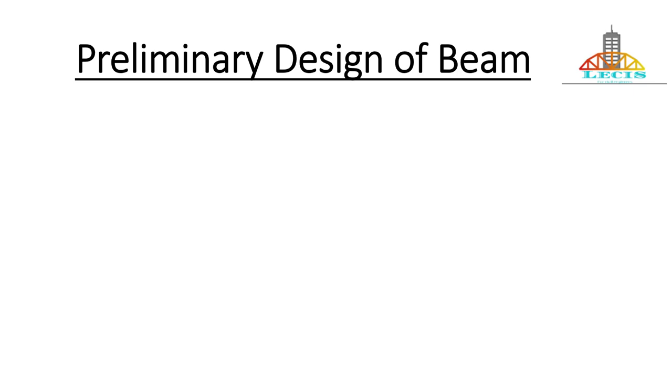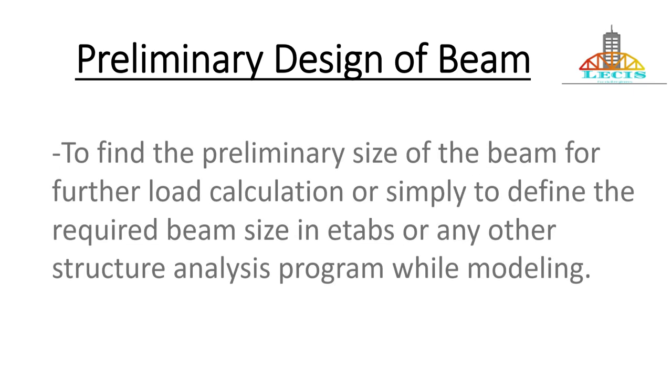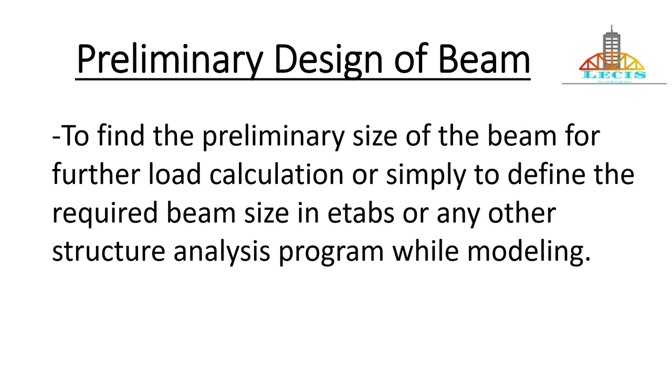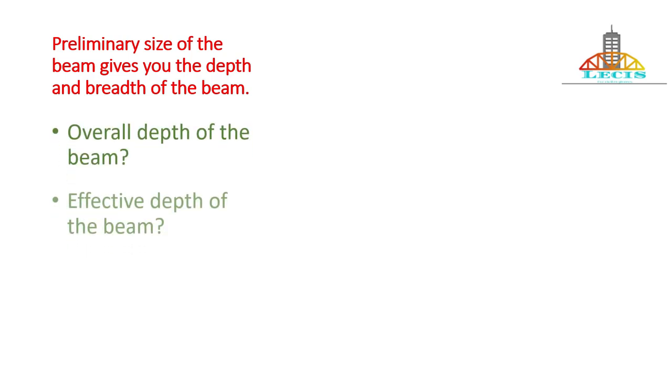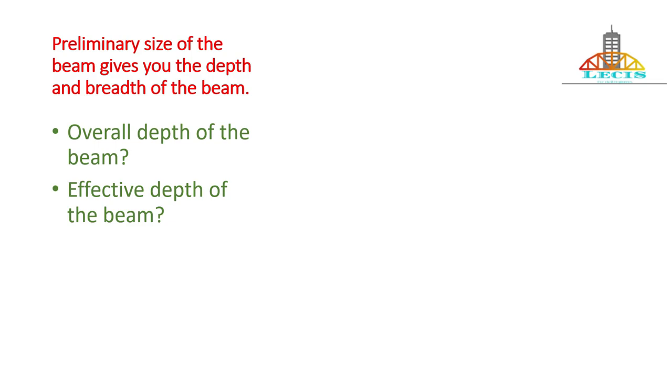The main objective of preliminary design of beam is to find the preliminary size of the beam for further load calculations, or simply to define the required beam size in ETABS or any other structural analysis program while modeling. Preliminary size of the beam gives you the depth and breadth of the beam. Before going on to the preliminary design of the beam, you need to know certain parameters of the beam cross-section. And the parameters are overall depth of the beam and effective depth of the beam.